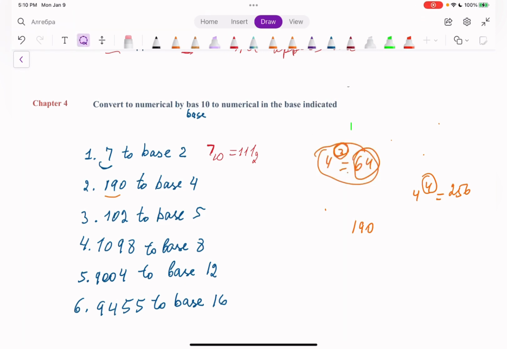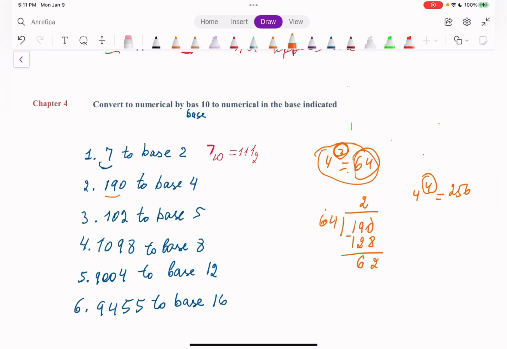Okay? How many times is it going to be? Twice. 2 times 64 is 128. Okay, the remainder is going to be 190 minus 128, which is 62. So we have 62 as the remainder.